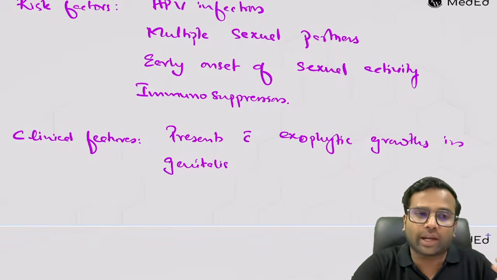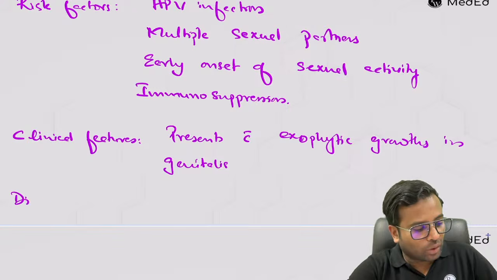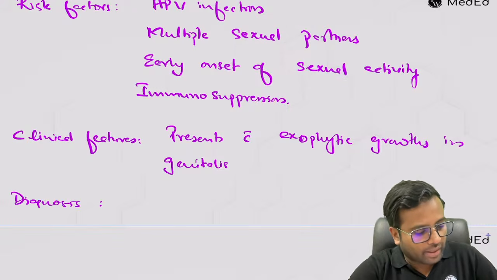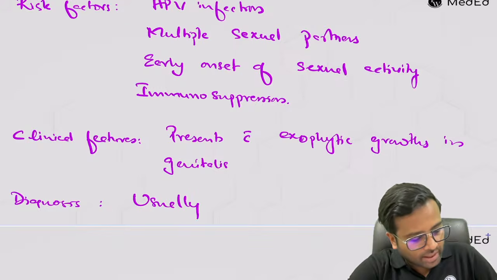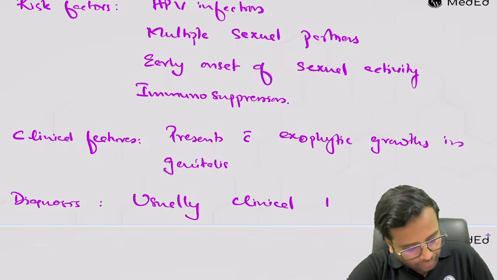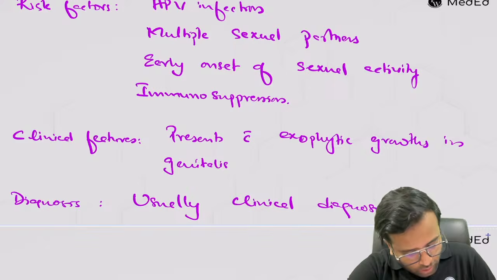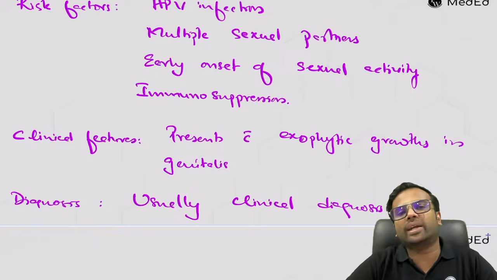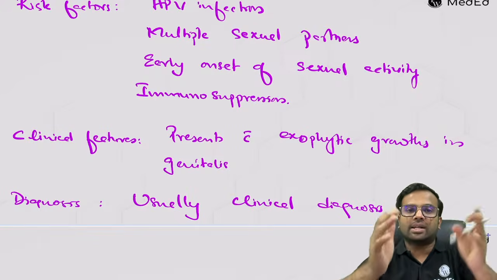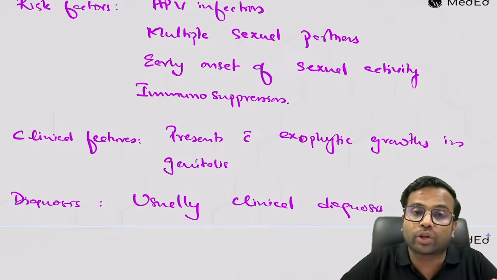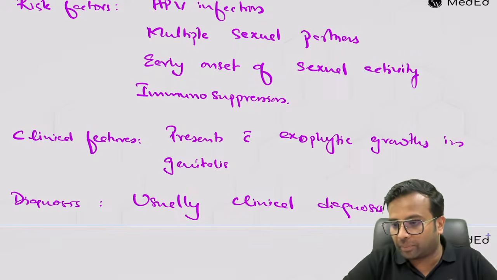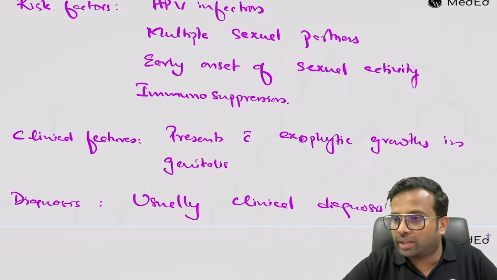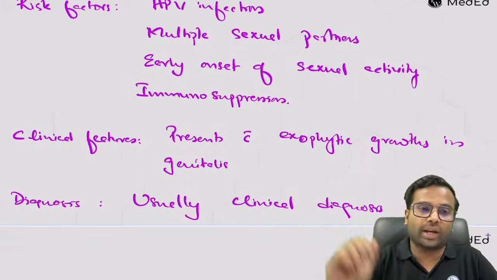And how are you going to diagnose it? So the diagnosis is usually a clinical diagnosis. When a dermatologist or a doctor sees a patient of Condyloma acuminata, he usually does not require any investigation. The moment he sees, he can make a clinical diagnosis of Condyloma acuminata. So that is how we can see this Condyloma acuminata.